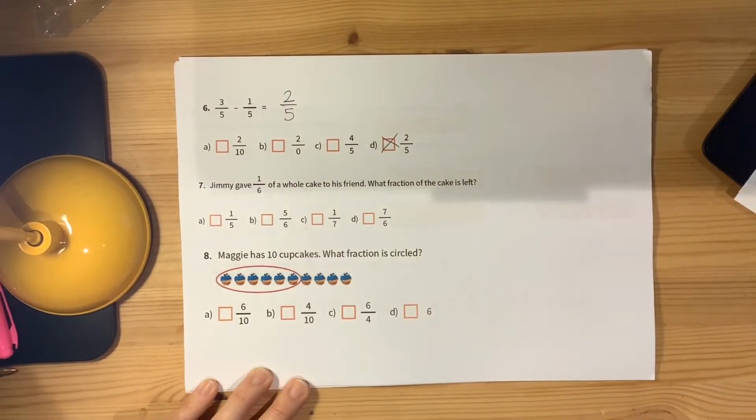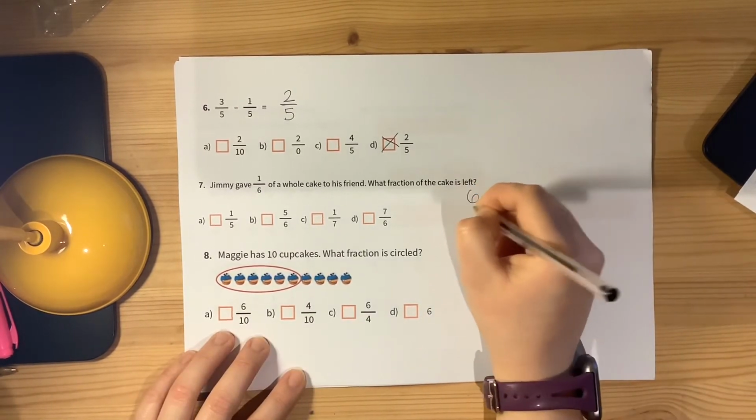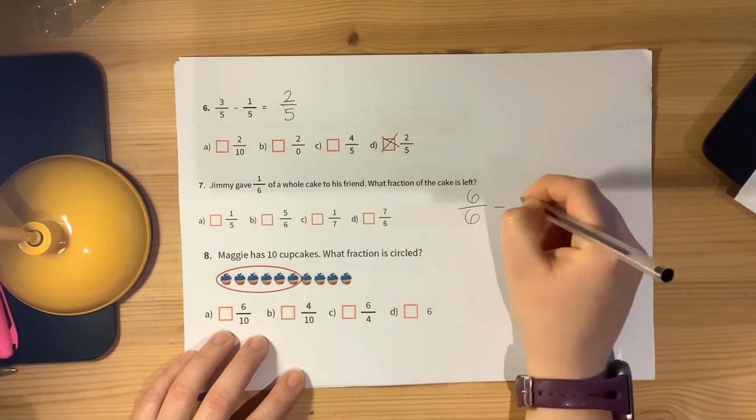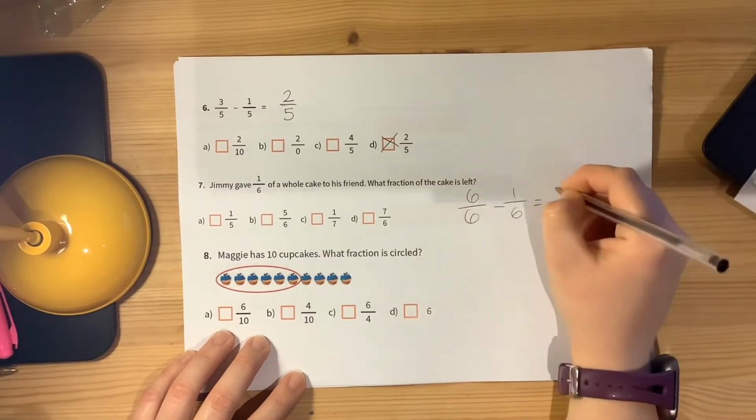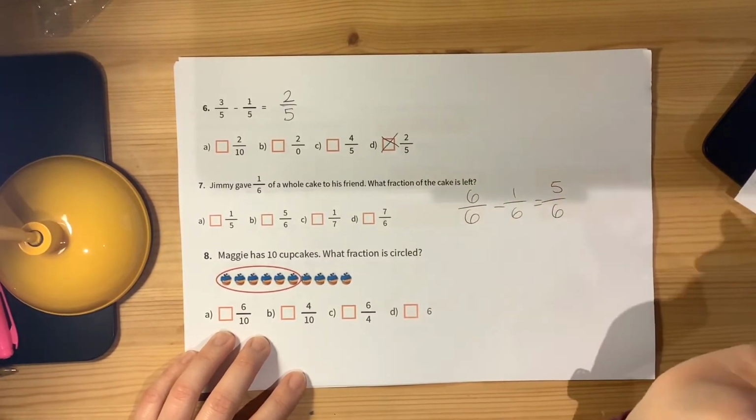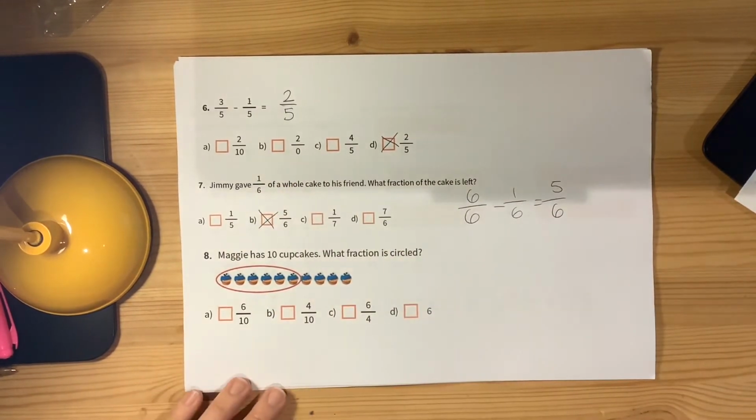Then Jimmy gave 1/6 of a whole cake to his friend. What fraction is left? Now the whole cake would have been 6/6. He gave away 1/6. So he's got 5/6 remaining. So the answer is B.